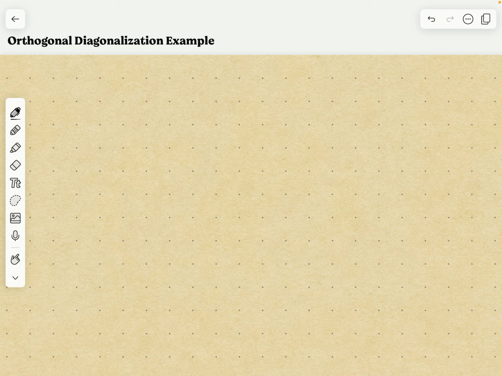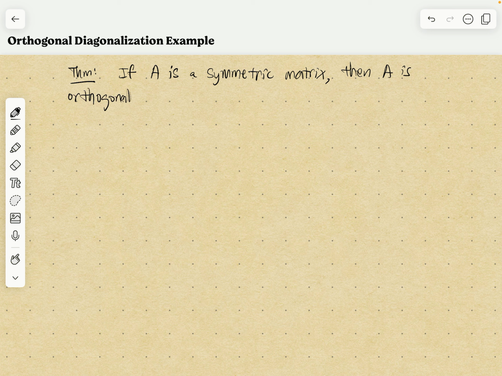Okay, in this example, we'll do an example of orthogonal diagonalization. So the theorem is that if A is a symmetric matrix, let's just recall that that means that A transpose is equal to A. So if A is a symmetric matrix, then A is what's known as orthogonally diagonalizable.